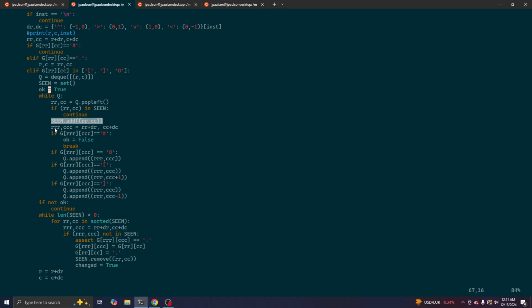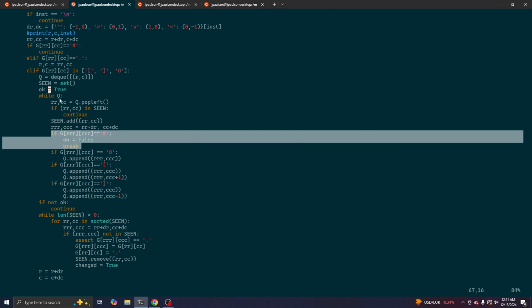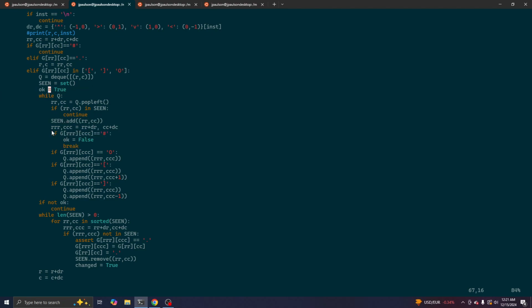Keep track of the squares that we've seen. Those are the squares that we're going to need to push. And then if we run into a wall, then we're not going to do this whole pushing operation, so just exit out early. If we run into a box, then we should push it.